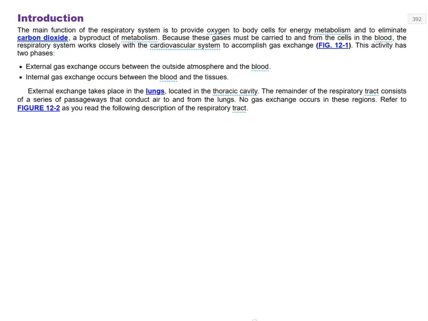The main function is to provide oxygen to the body, and it does that. Just not the respiratory system alone is involved in that. Remember, our cardiovascular system circulates that blood to get the oxygen where it needs to go. The respiratory system also eliminates carbon dioxide, which is just a normal byproduct of our body's metabolism. The gases can be carried to and from the cell and the blood.